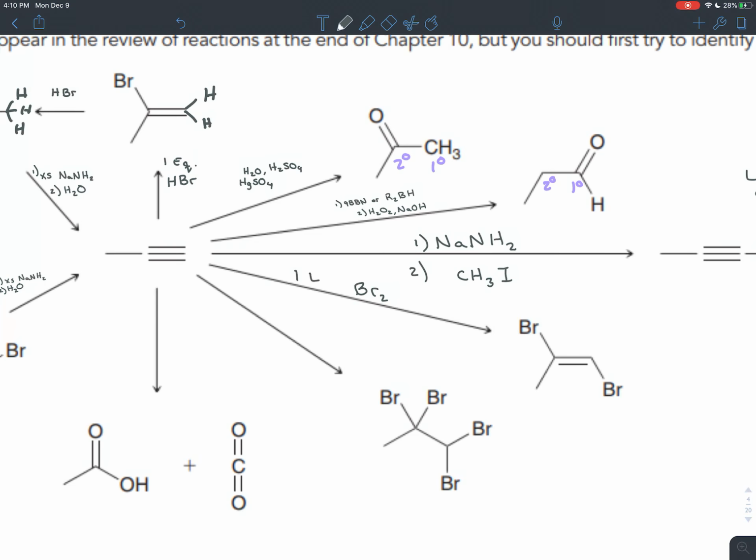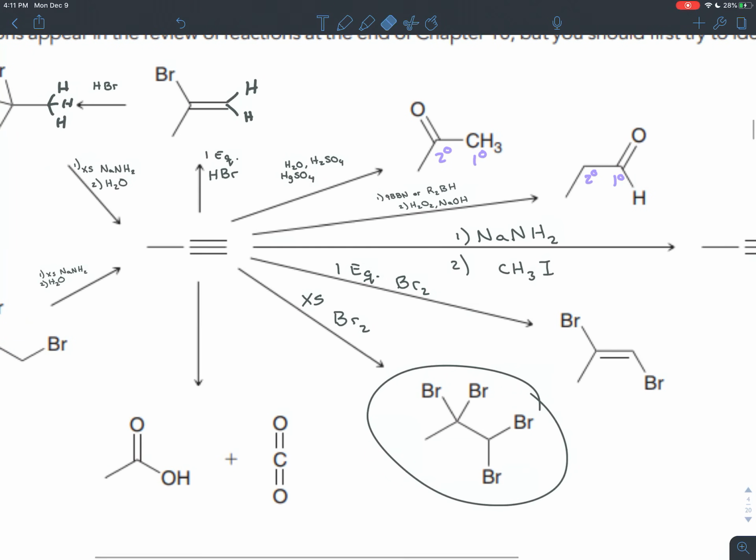Now, it's important that you only use one equivalent if you only want to add two bromines, because if you just add bromine, especially if it's excess, then you'll get this product, and then you'll add another two bromines, and you'll end up with this next product here. So these are just a question of how much bromine did you add.